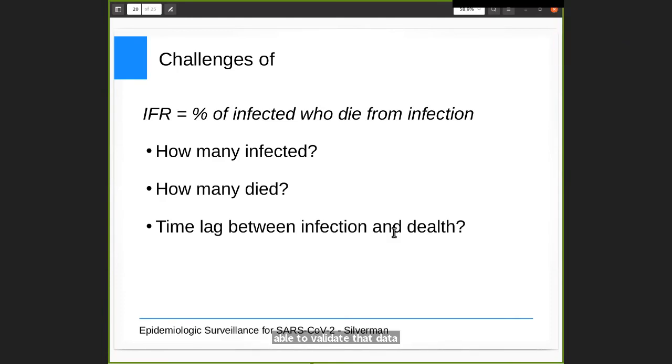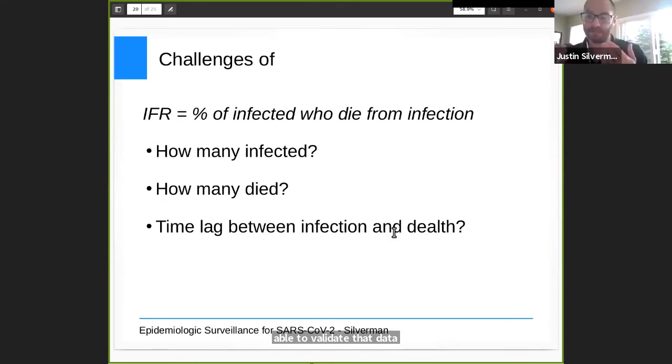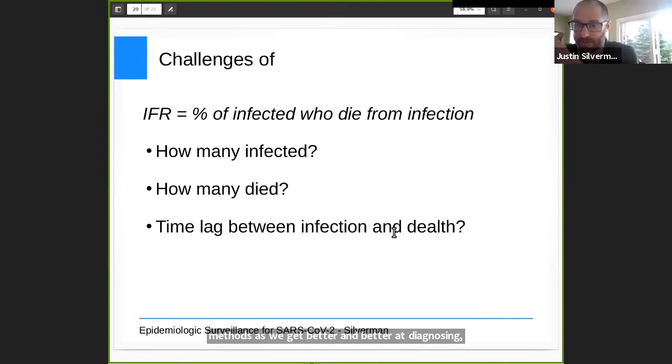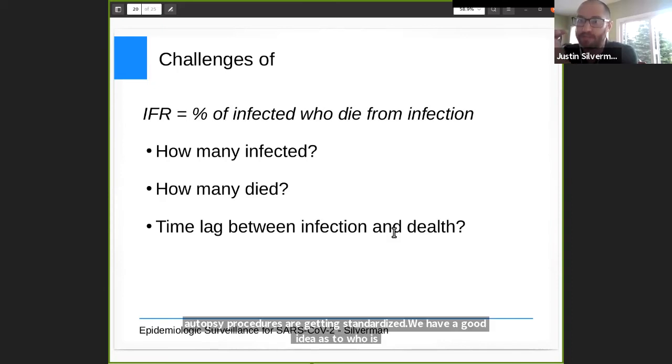People have continuously studied this question, and the studies have all started coming to the same conclusion using different methods, as we're getting better and better at diagnosing, as autopsy procedures are getting standardized. We have a good idea as to who's passing away from COVID, and those numbers haven't really changed compared to where they were in, for example, June of 2020. So of course we could be missing a ton, but I think it's highly unlikely. The evidence doesn't point to that.